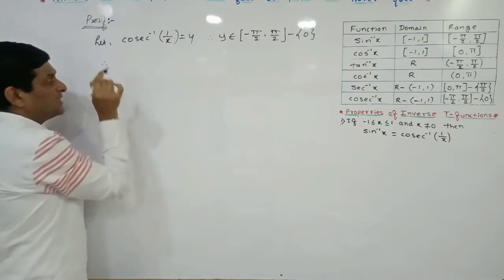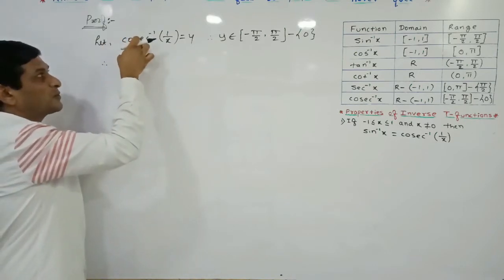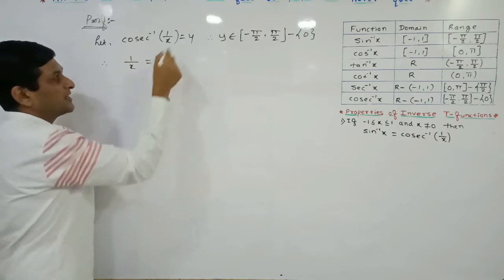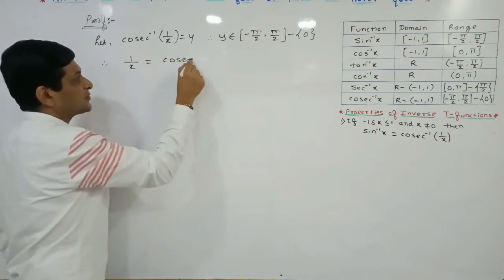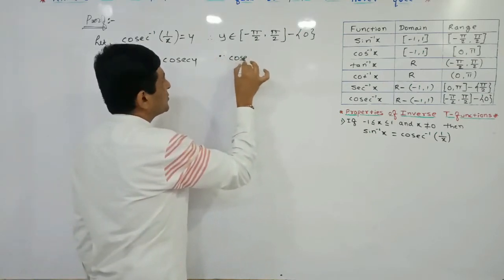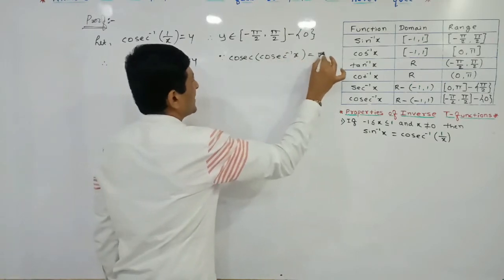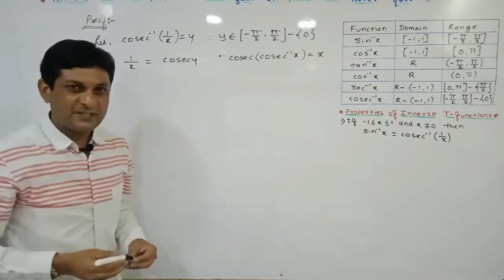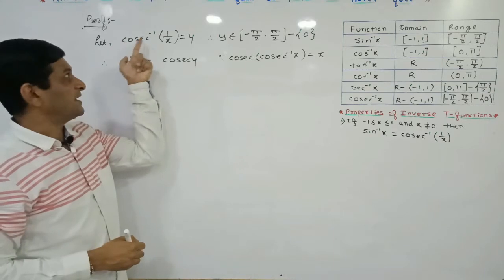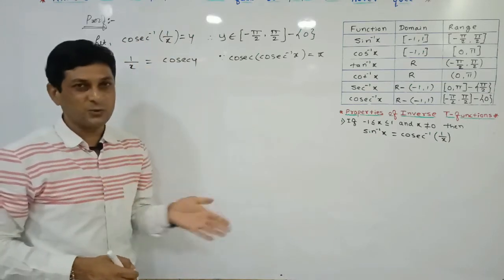So now if we take cosec on both sides, on this side cosec of cosec inverse of 1 by x will be equal to 1 by x, and on the right hand side we will get cosec y. Which property have we applied here? We know that cosec of cosec inverse of x is equal to x. This property also we discussed in the last video. So here we simply take cosec on both sides: on the left hand side we get 1 by x and on the right hand side we get cosec y.